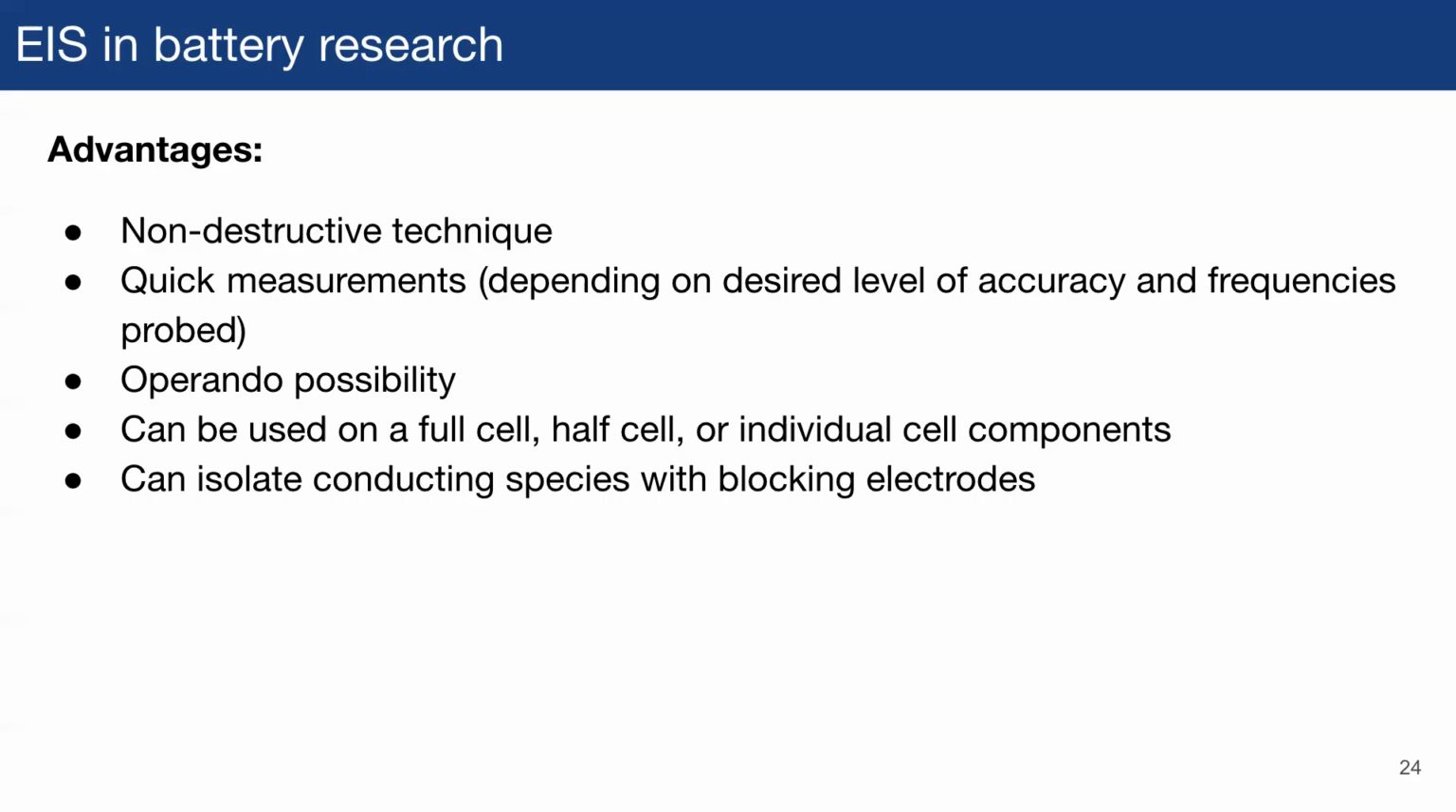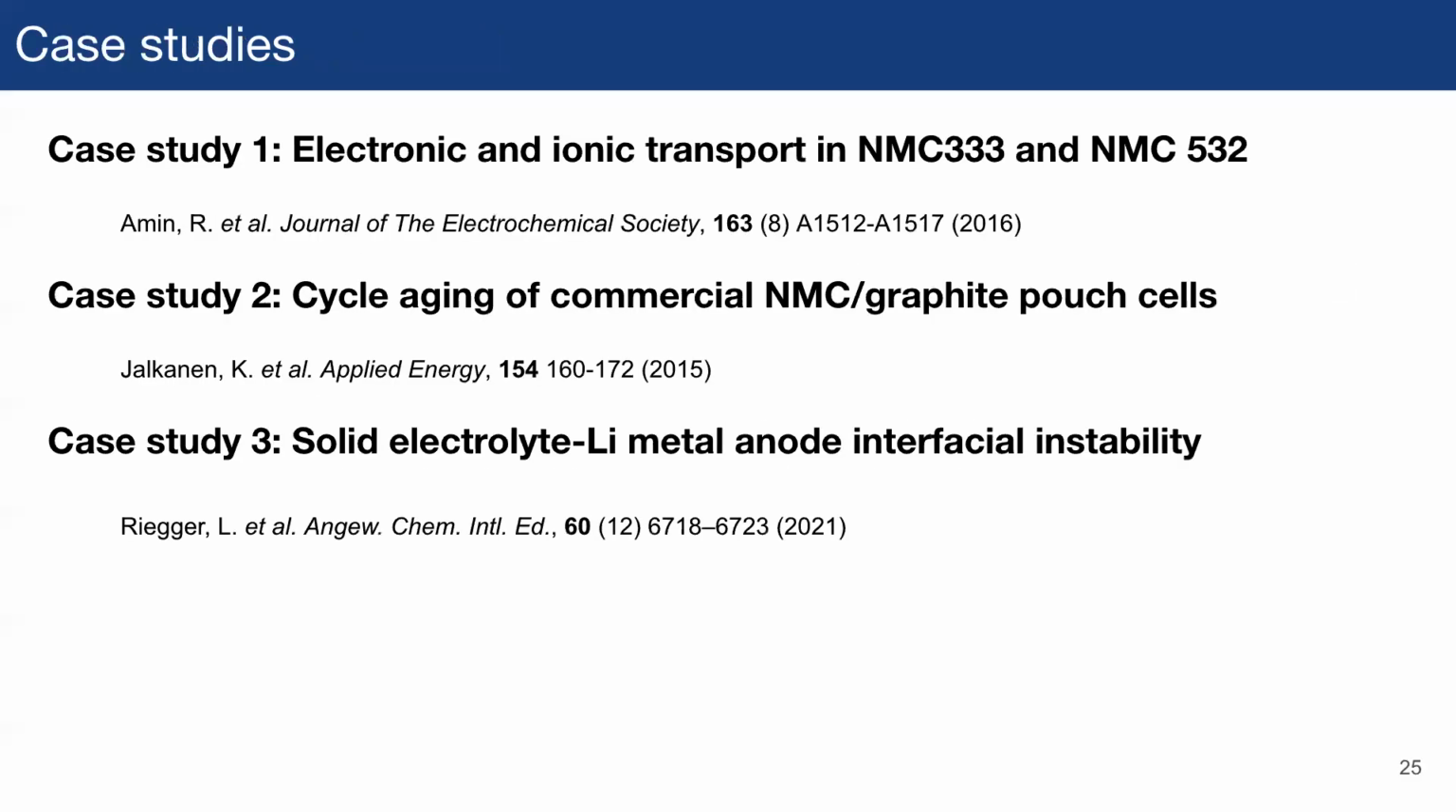The other advantages here are that you can use it on a full cell, a half cell, or you can even probe individual cell components with EIS, and you can learn a lot from them. As long as you're able to separate out different processes that have different time constants, you can really learn quite a bit about each type of setup. And then the final thing is that you can probe different conducting species depending on the geometry you actually use in your EIS setup. So one of the case studies we're going to look at does this, and hopefully we can learn there.